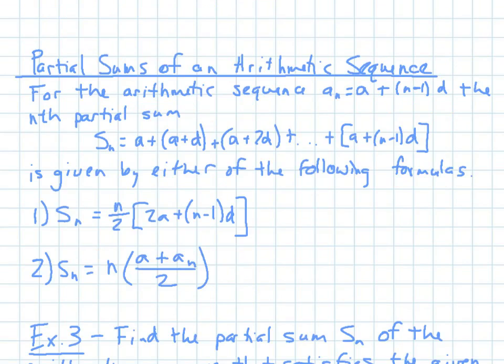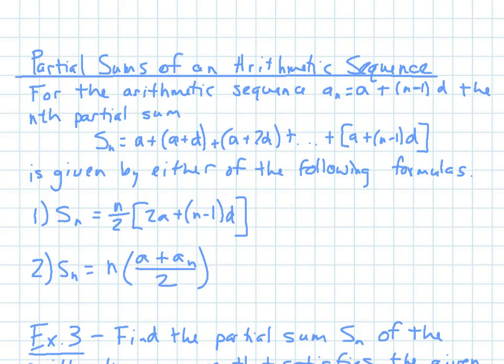Okay, now here I want to talk about partial sums. We've already discussed this, but for an arithmetic sequence it's a little different. So for an arithmetic sequence that has a sub n equals a plus n minus 1 times d form, the nth partial sum should be s sub n equals a plus (a plus d) plus (a plus 2d), and so on, all the way up to that nth term.